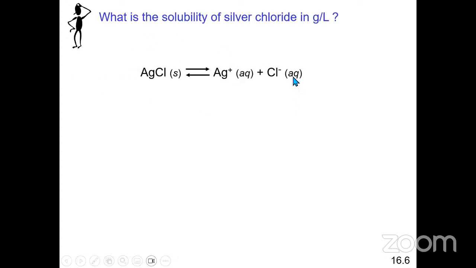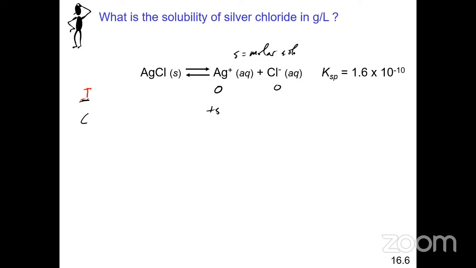what is the solubility of silver chloride in grams per liter? So the equation for the dissociation of silver chloride is given here, and the KSP value is given here, right? So what I would do is I would set up an ICE table. Okay, so the ICE table, initial values would be no silver ions, no chloride ions, and then the change here, I'm going to say the change is plus S, where S is the molar solubility.